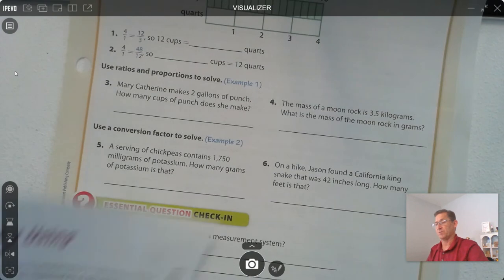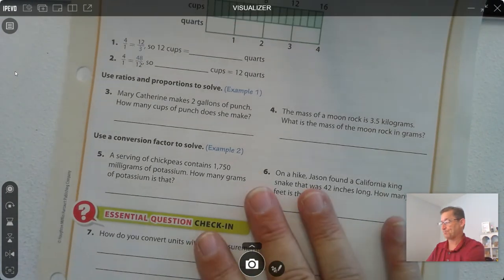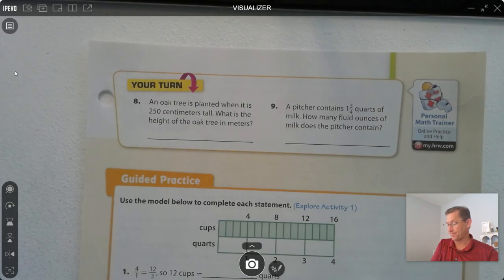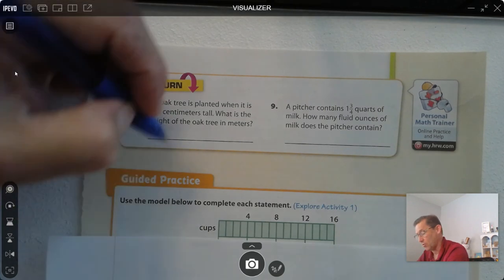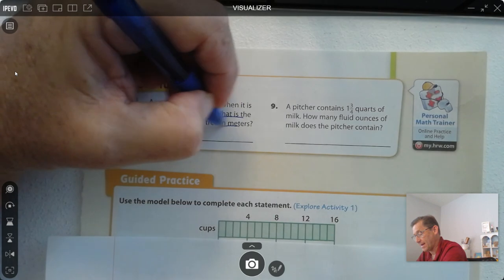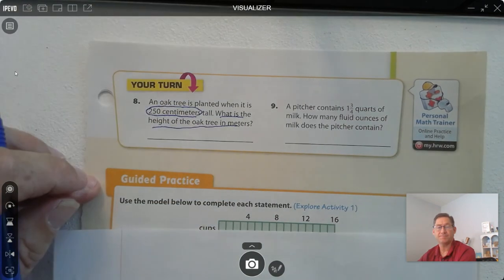All right, so we're going to practice some of these. Number 8, an oak tree is planted when it is 250 centimeters tall. What is the height of the oak tree in meters?